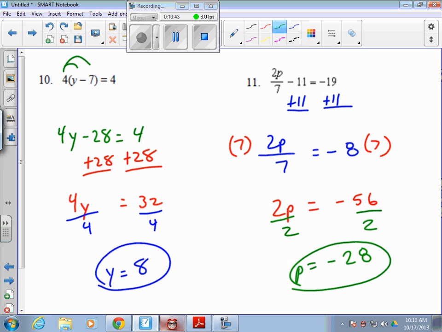Again, we're going through one way to work some of these problems. There may be multiple ways. Like you could have multiplied by 7 over 2 right there, which would have been a reciprocal of 2 over 7, just like we were doing earlier.